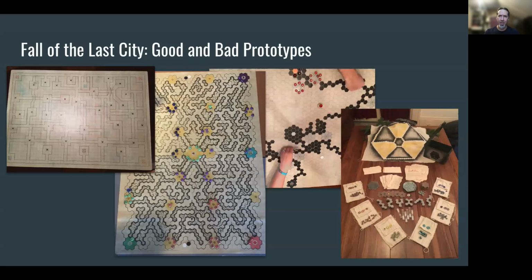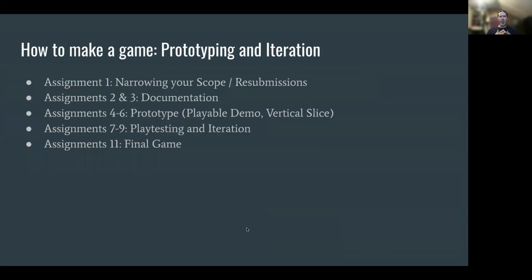post-apocalyptic canvas. So the first prototype was good. The third prototype was pretty good. The second one was terrible. It was making all the mistakes I'm trying to tell you to avoid. Over time, I eventually ended up with that final system. So how does this relate to this class and what you're all doing now?